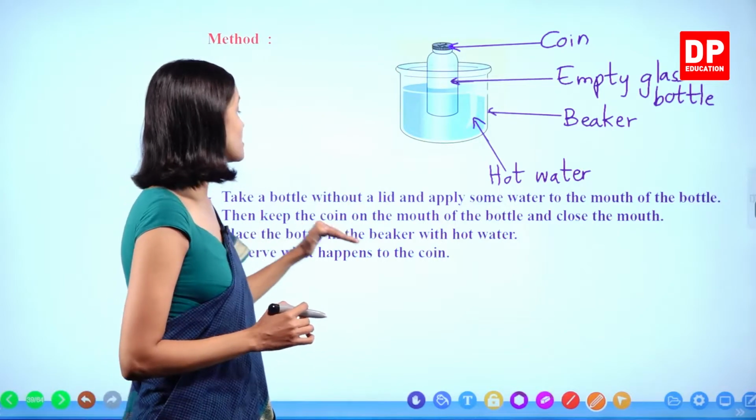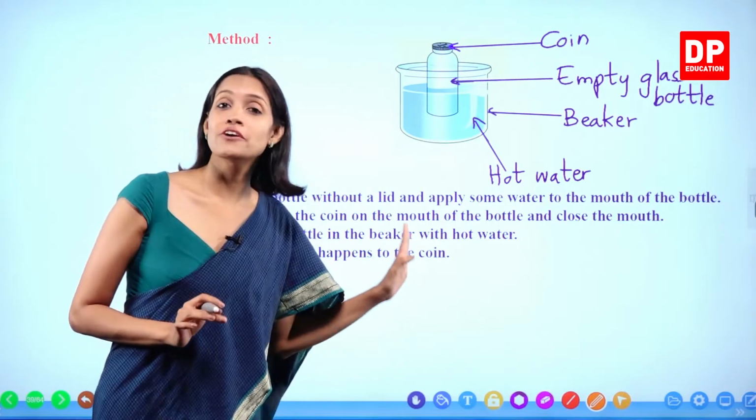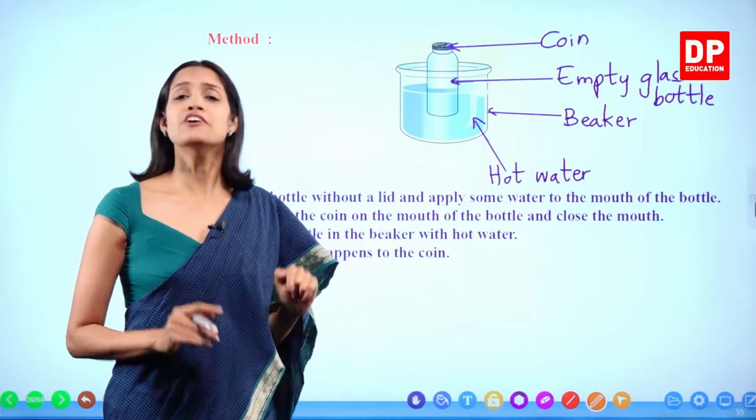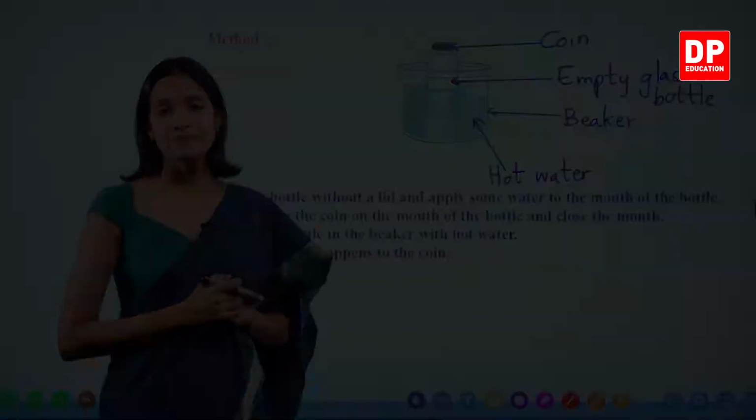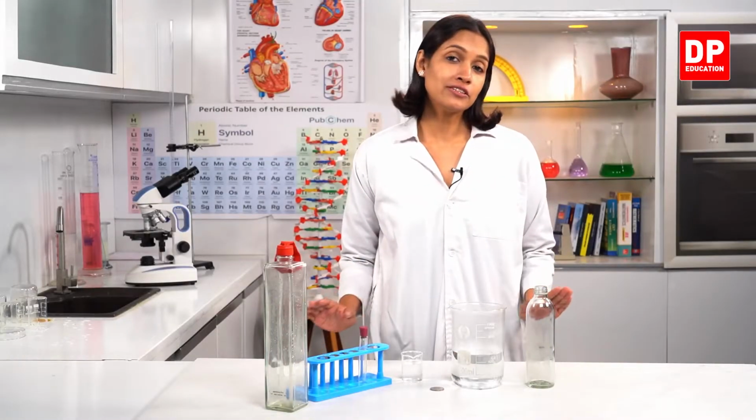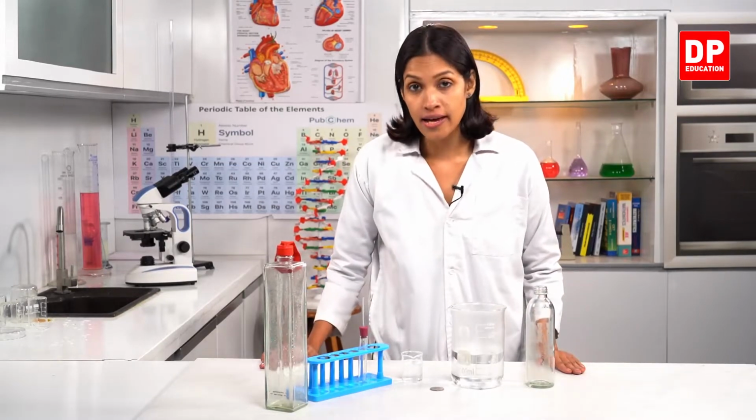And observe what happens to the coin. Now, this is going to be a very interesting activity. We'll go to the lab to see this. Right, children. Now we are going to study the expansion of gases.